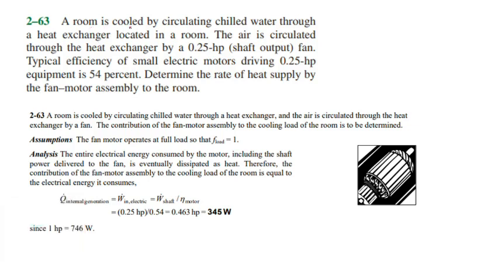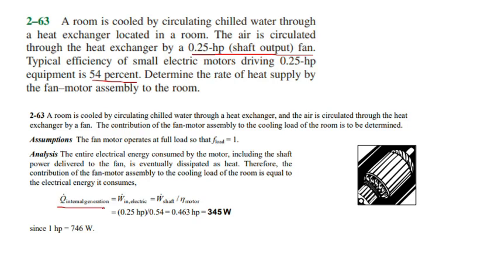You have a room which is cooled by circulating chilled water through a heat exchanger located in the room. The air is circulated through the heat exchanger by a 0.25 horsepower fan. Typical efficiency of small electric motors driving it is 54%. You have to determine the rate of heat supply by the fan motor assembly to the room. You have to find the heat.